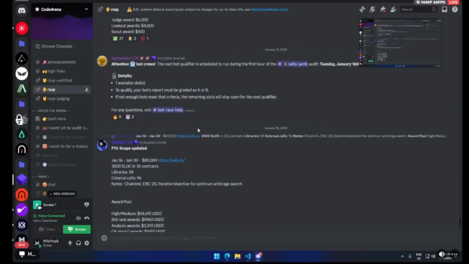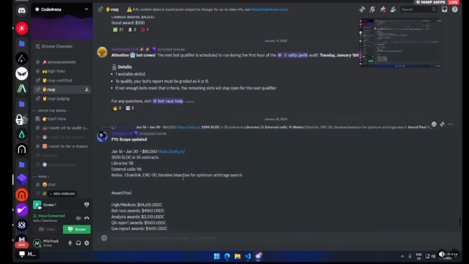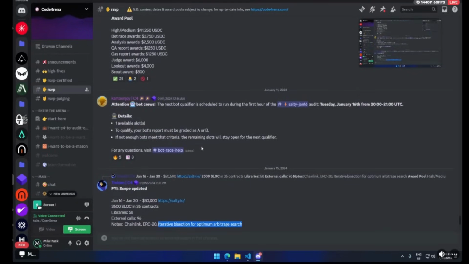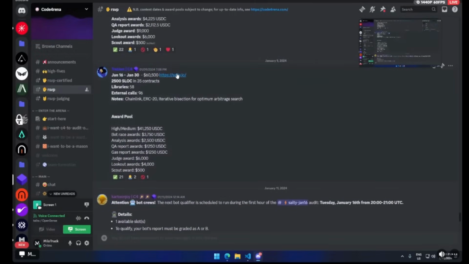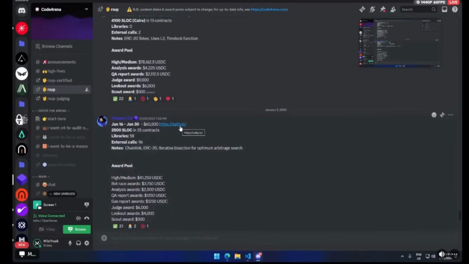I guess this isn't very helpful now, but maybe you can Google what iterative bisection for optimum arbitrage search is and read up on it. Another thing I like to do is, because they will usually link the protocol, I will Google the protocol and see if they have any documentation, because this is not very informative of what you're going to be auditing.